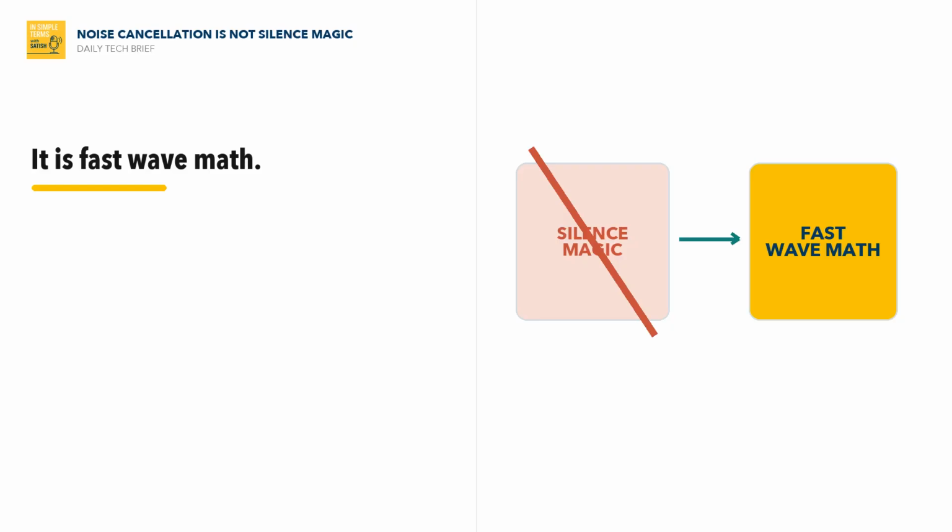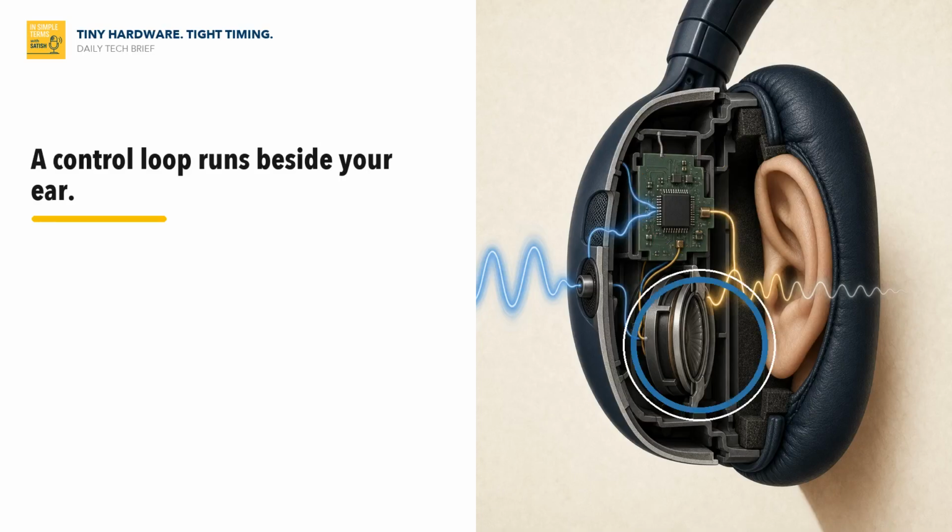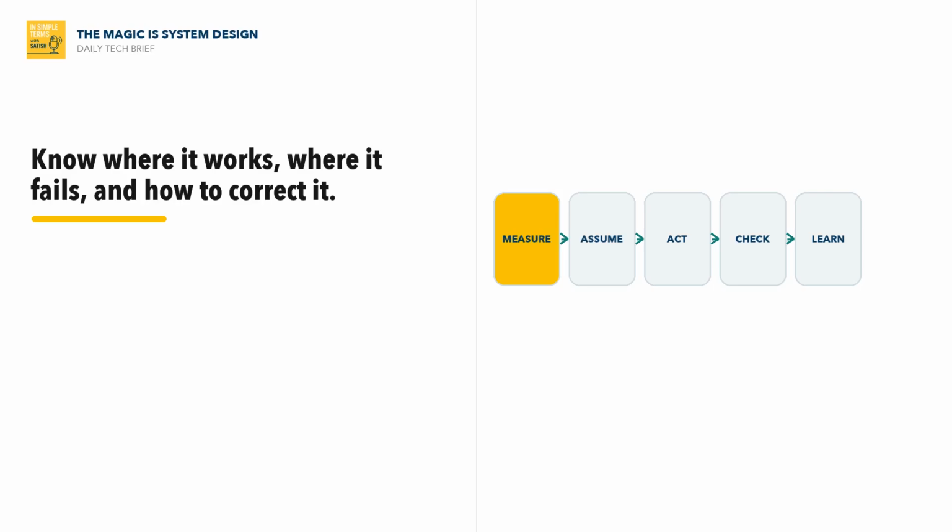The clear takeaway is this. Noise cancellation is not silence magic. It is fast wave math running on tiny hardware next to your ear. In simple terms, the magic is not the label. The magic is the system design underneath and the discipline to know where the system works, where it fails, and how humans stay in the loop.